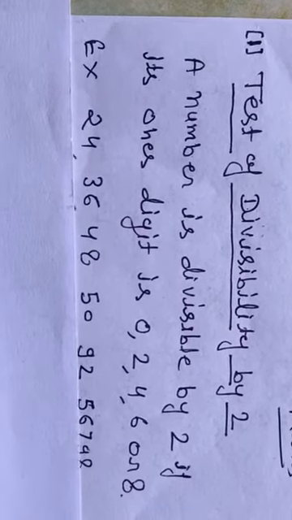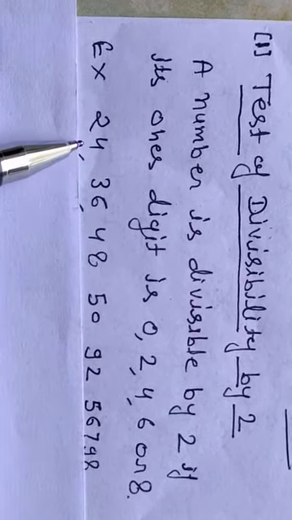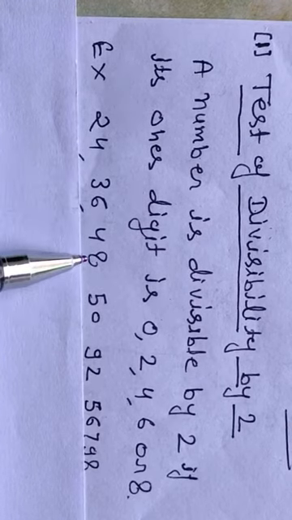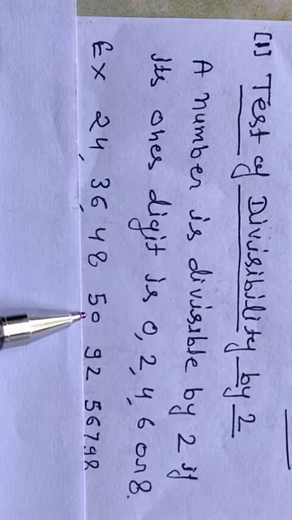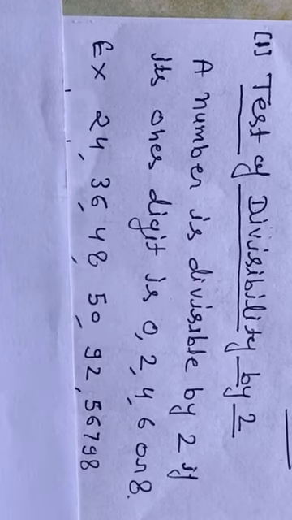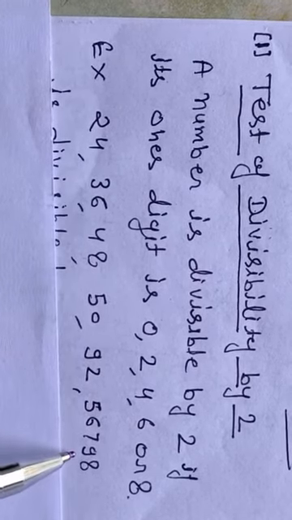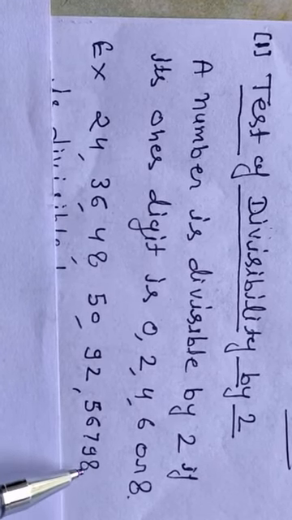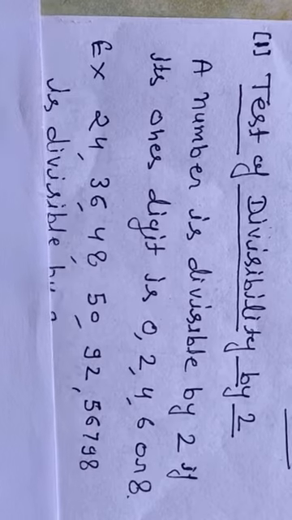For example, 24, because the one's place digit is 4; 36, the one's place digit is 6; one's place digit is 8; one's place digit is 0; and the last example, 56,798. The one's place digit is 8. So these are divisible by 2.